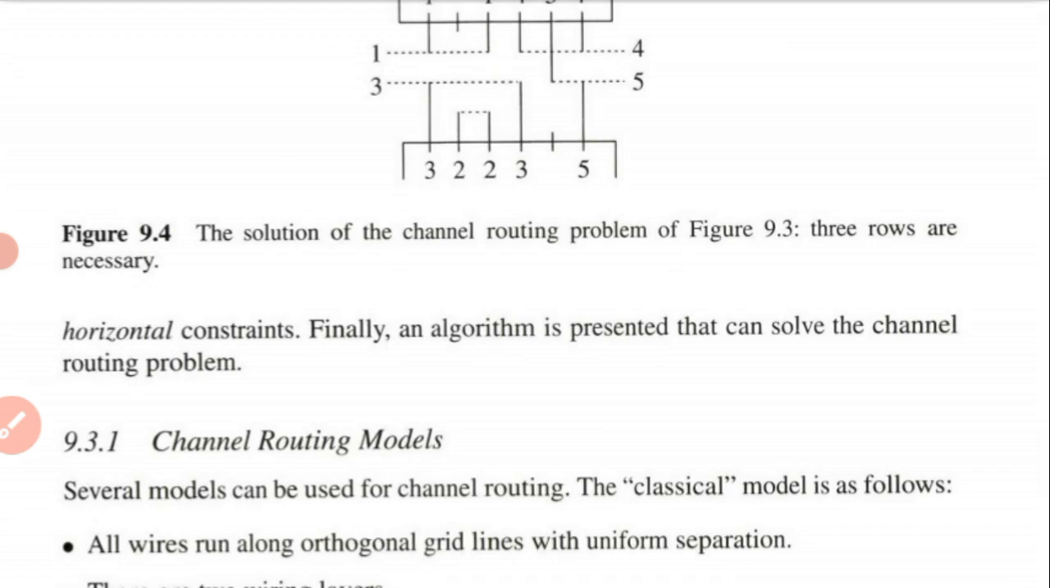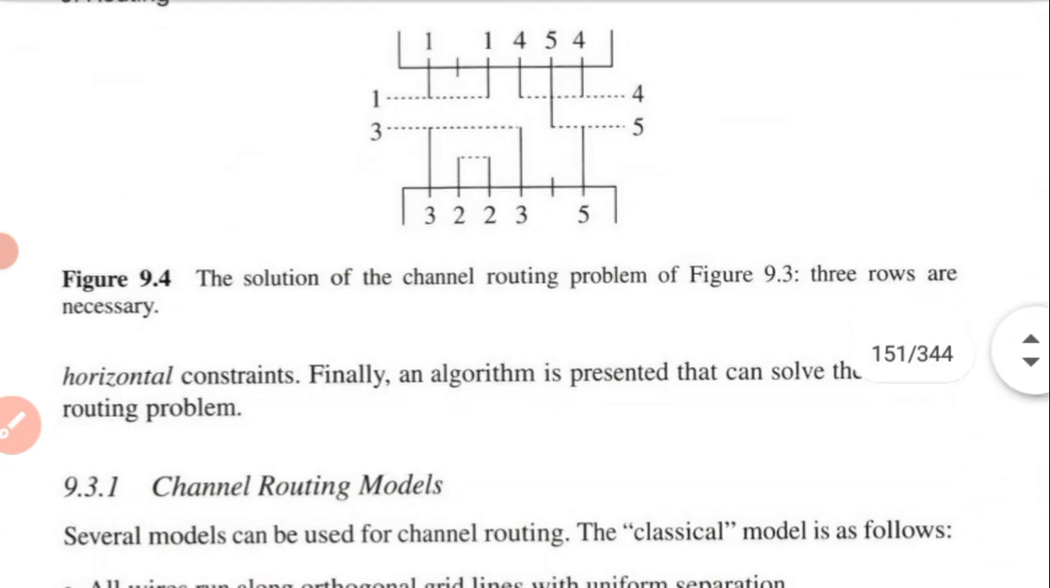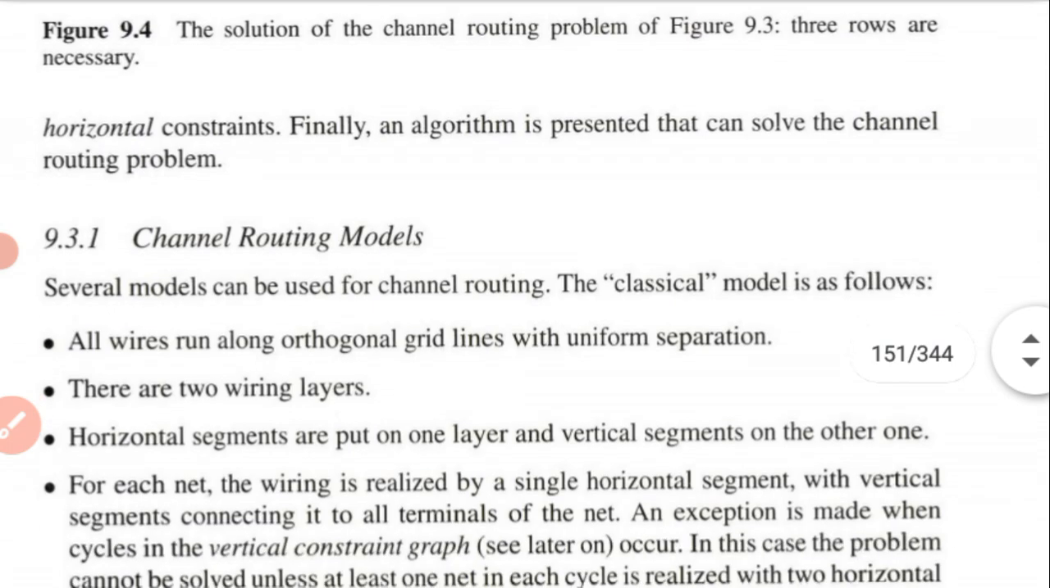Several models can be used for channel routing. Here we are discussing the classical model. In this, all wires run along the orthogonal grid lines with uniform separation, either horizontal or vertical. There are two wiring layers.